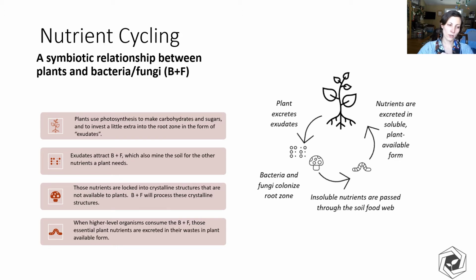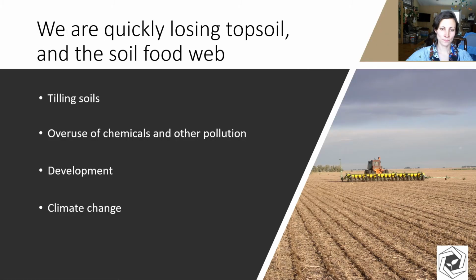Those nutrients are locked into crystalline structures that are not available to plants. Bacteria and fungi process these crystalline structures. And then, when the higher organisms consume bacteria and fungi, those essential nutrients are excreted in their wastes, so their dead bodies or their sheddings or their poop, and now it's in a plant available form. So we need that whole soil food web to be intact.